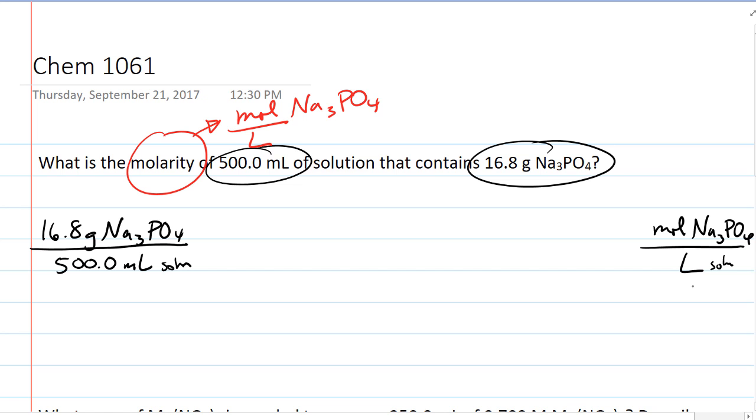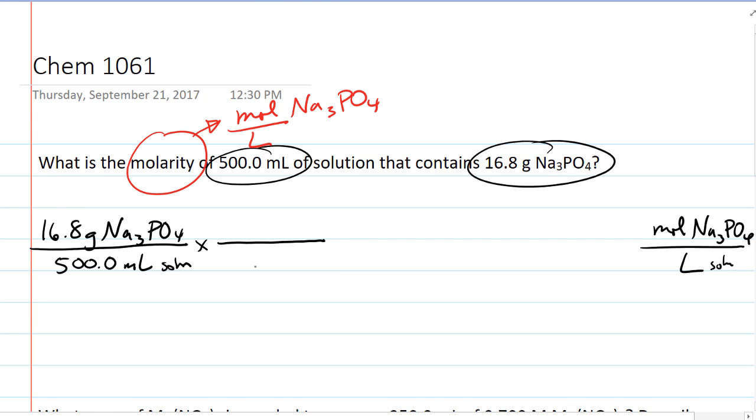Okay, so now if we start with this and we want to convert to this, it's just a matter now of converting the units. And we can start by either converting the numerator or the denominator. So let's start with the numerator. How do we convert grams over to moles?